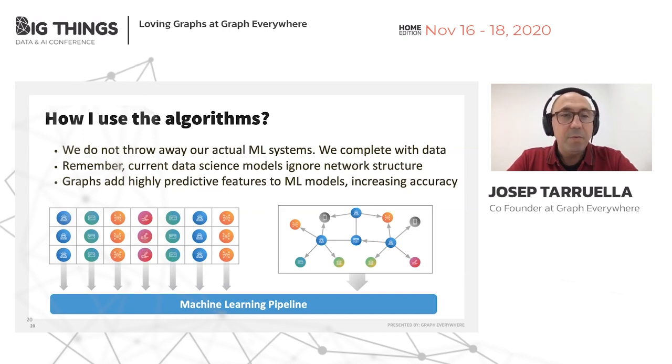So why? Because remember, current data science models ignore network structure. They don't know the topology. About the topology, they only know discrete data. So graphs add these highly predictive features to our actual machine learning models. So we work with this information that comes from the tables, the table datasets, and this information that comes from the graph. And now we say, well, Josep, please give me something that we can understand better. Let's see an example.